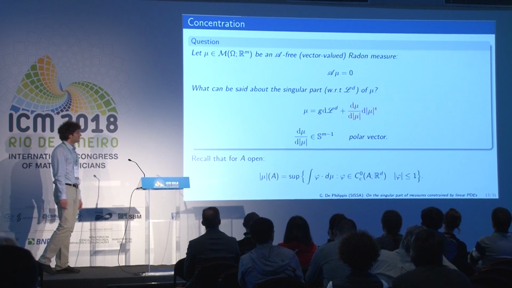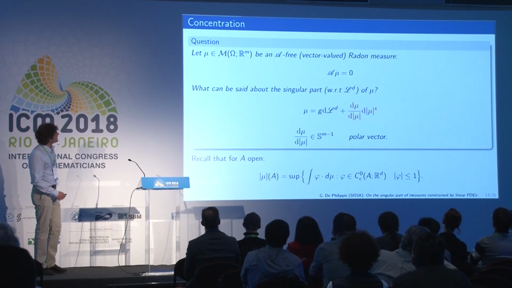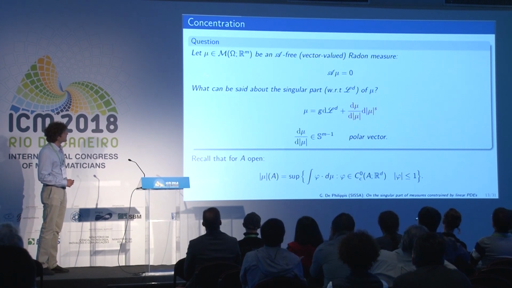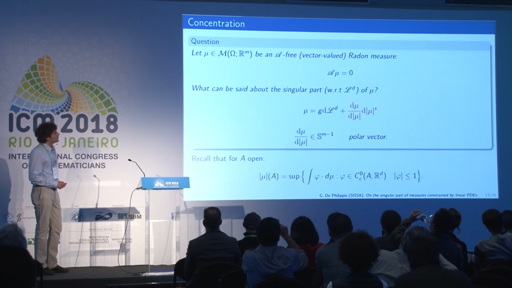So now the question, which I want to address for the rest of the talk, is the following. You have a measure, mu, which is a vector-valued Radon measure, which is A-free.